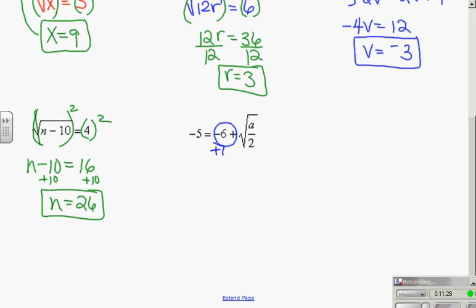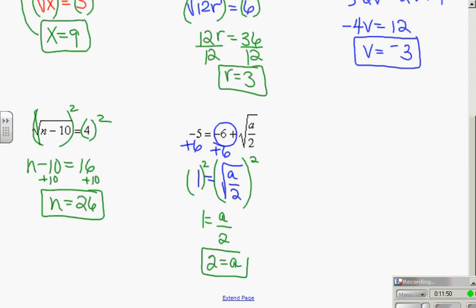And in our last example, -6 is being subtracted essentially, so I'm going to add 6 to both sides to undo that. And I have 1 is equal to the square root of a over 2. Even though it's a fractional root, it doesn't matter. I still square both sides. 1 is equal to a over 2. We undo division by 2 by multiplying by 2, and 2 is a.